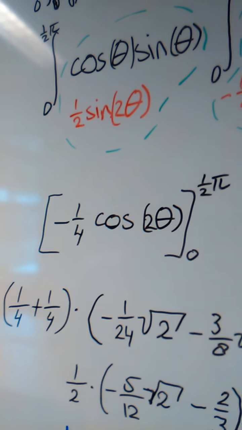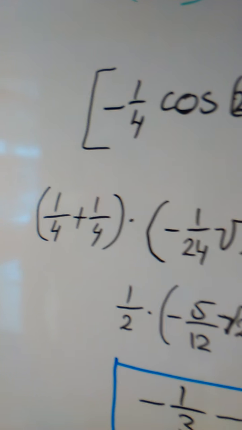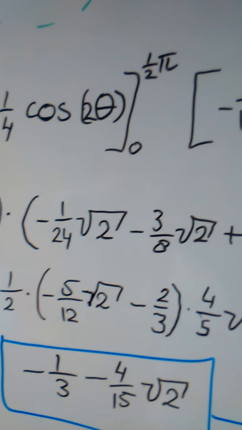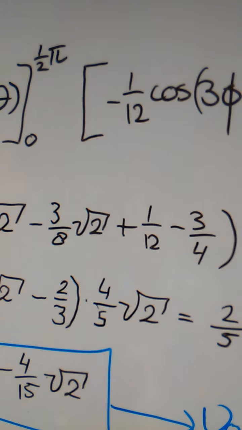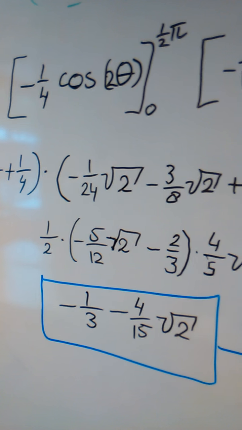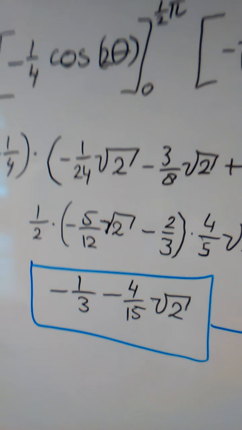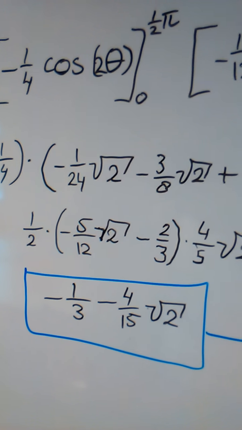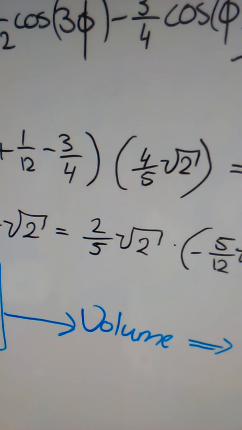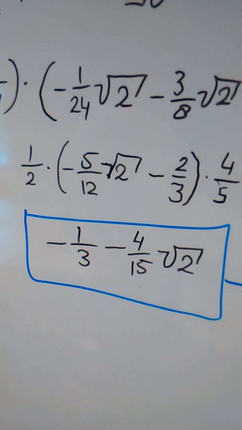Then the first integral can be seen here, the second one here with the bounds, and the third part here. If we fill in the bounds, we get the following. So 1/4 plus 1/4 times minus 1/24 times square root 2 minus 3/8 times square root 2 plus 1/12 minus 3/4, and then times 4/5 times square root 2. And then we change this a little bit because we add the terms in between the second brackets. And we get this: minus 5/12 times square root 2 minus 2/3. And then we write it like this: 2/5 times square root 2 times what's in the brackets. And then we get the following: minus 1/3 minus 4/15 times square root 2.